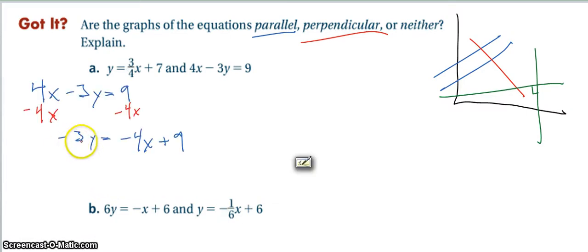Alright, so to turn this into slope-intercept form, well, my first equation is already in slope-intercept form, so I'm going to take my second equation and just put it in slope-intercept form to make life easy.